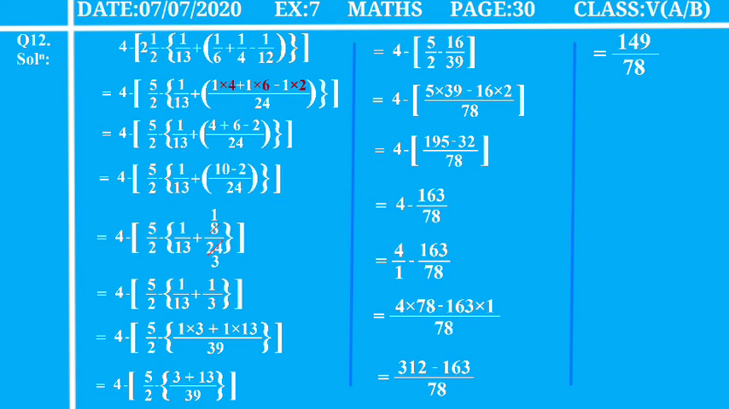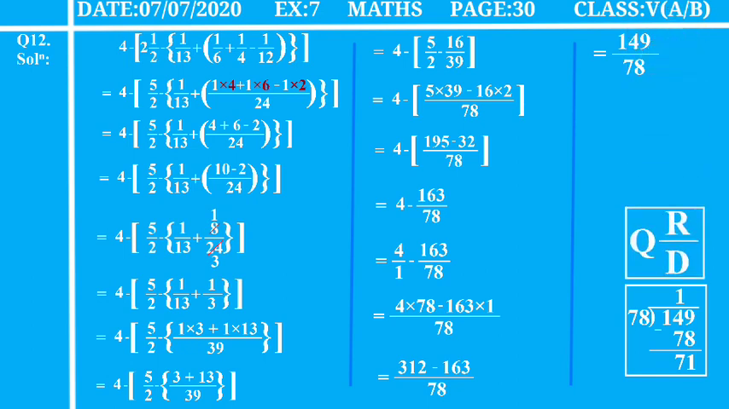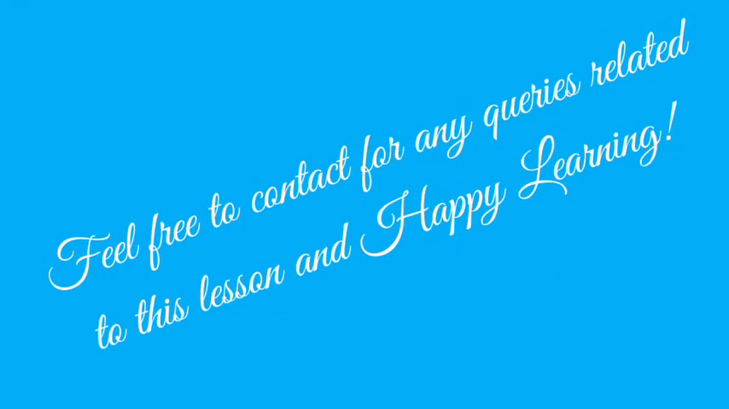Now divide this 149 by 78. How will you divide? Like this. Okay, I have shown you the division. 78 ones are 78, and then remainder is 71. Again write in the form of Q R by D. That is 1 whole number 71 by 78. So that's the answer. Okay, so this is how we solve the questions. If you have anything to ask me, just let me know. Thank you.